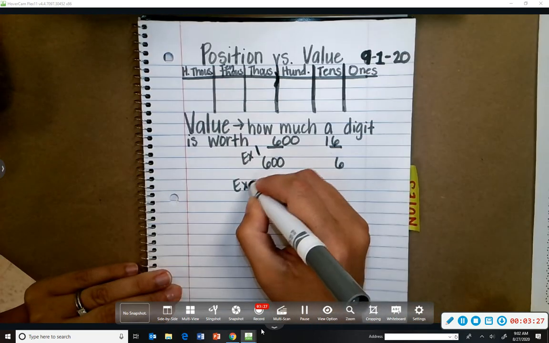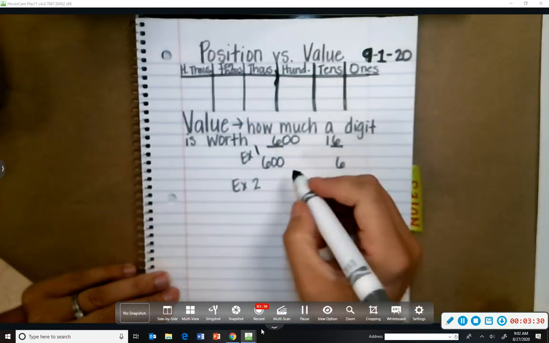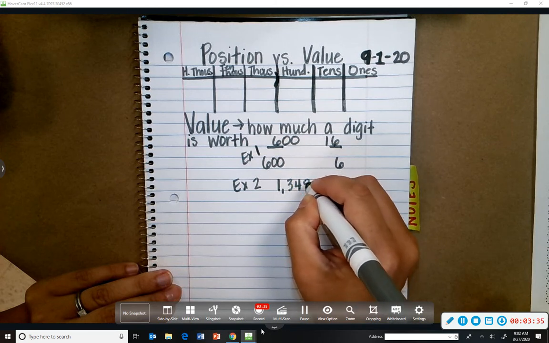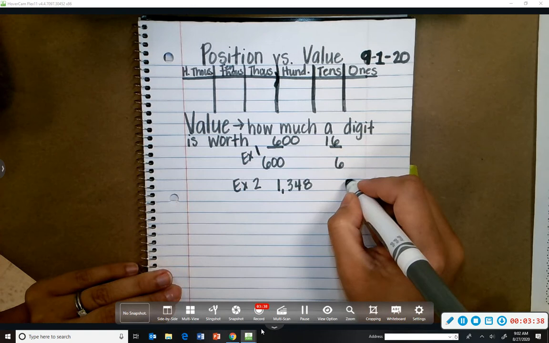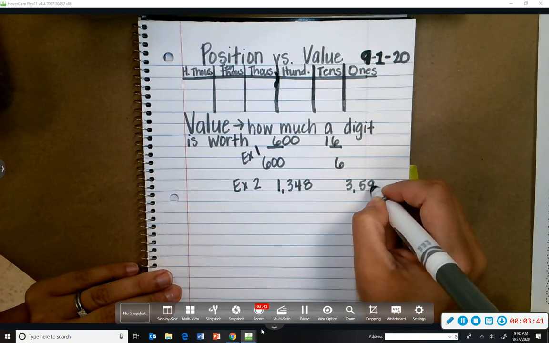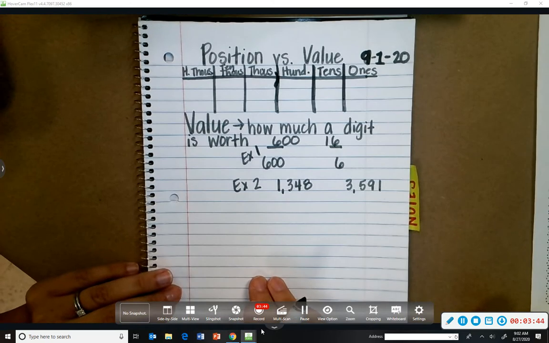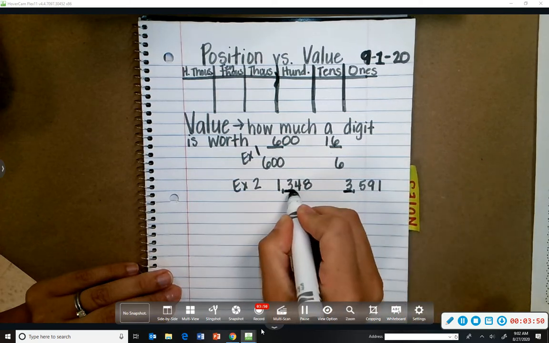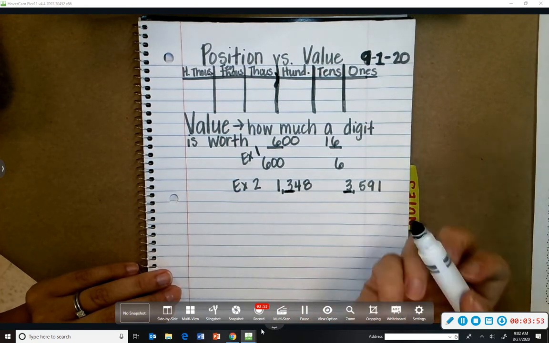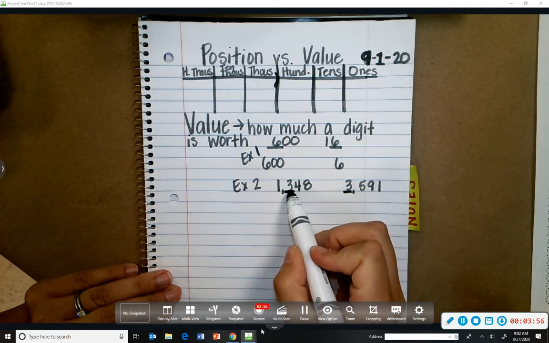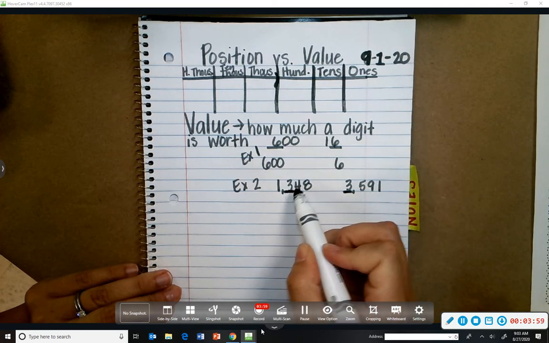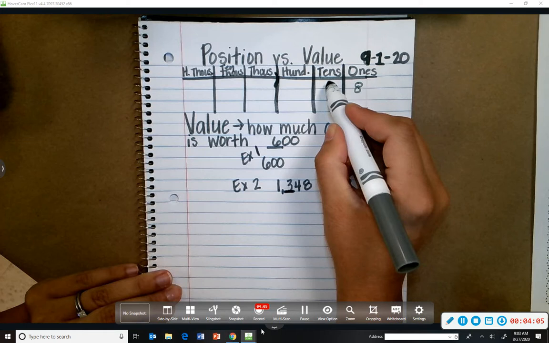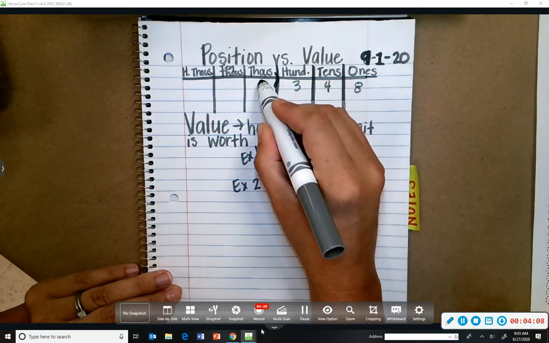Example 2. I have the number 1,348 and the number 3,591. And I want to know the value of the 3 in each of these numbers. So value means how much is it worth. Okay, so how we would do that, first we need to figure out what place this is in. Okay? You can put it in your place value chart. So I would write 8, 4, 3, 1.